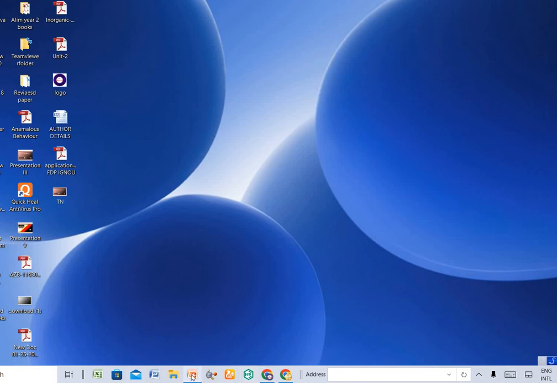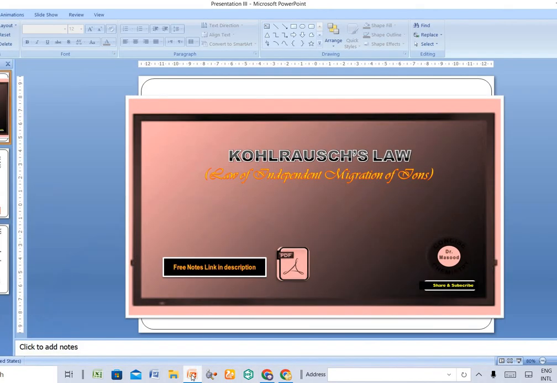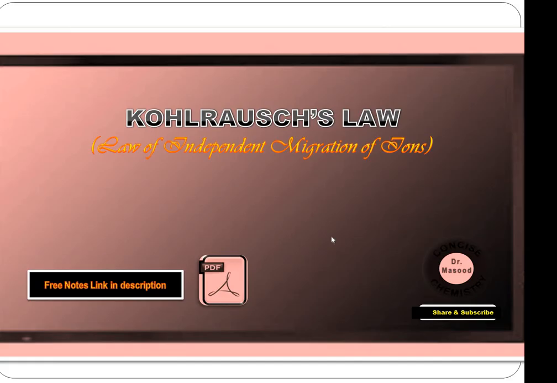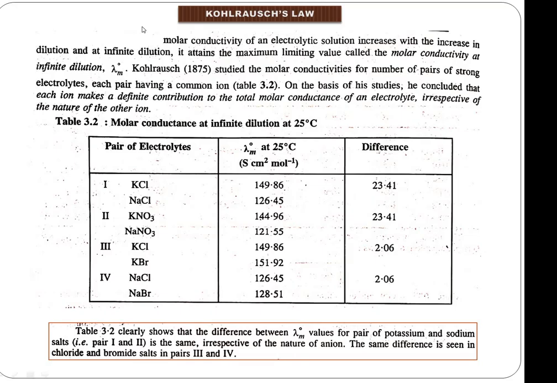Bismillahirrahmanirrahim. So, dear students, today our topic is Kohlrausch's law. It's also called the law of independent migration of ions. I have prepared this topic because some students asked for it, as we normally expect that it's asked in the exams. So, let us discuss the basics about Kohlrausch's law.